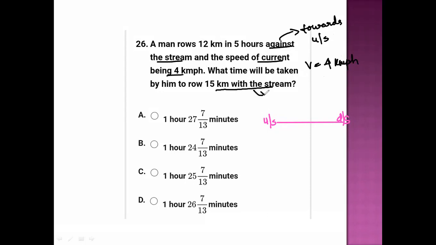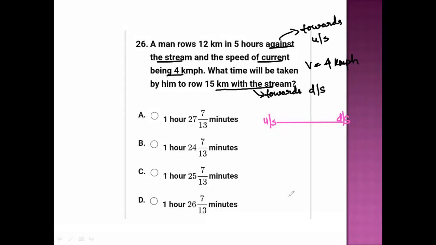With the stream means towards downstream. What is the time taken by him in order to row 15 kilometer with the stream? So this is what they are asking here.